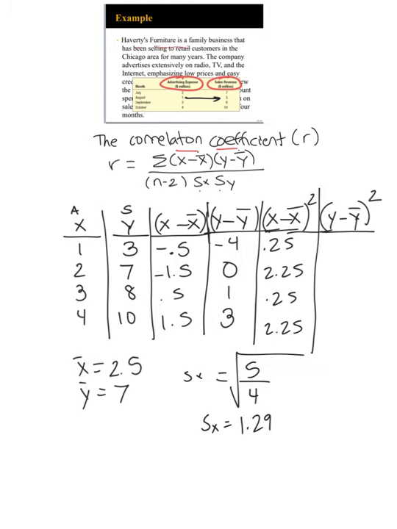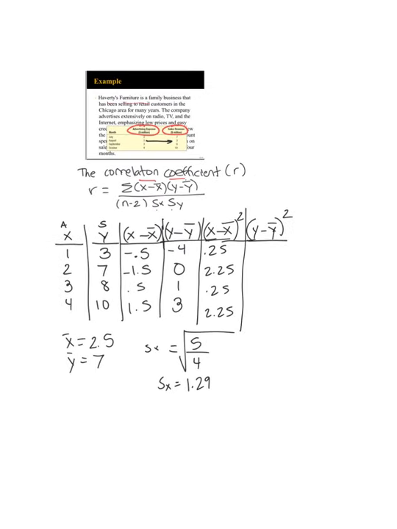For the standard deviation of y, we have 16 as the square of y minus y bar, then 0, 1, and 9. For sy, the sum of this column is equal to 26, divided by 3 and square rooted, and we get sy is approximately 2.94.